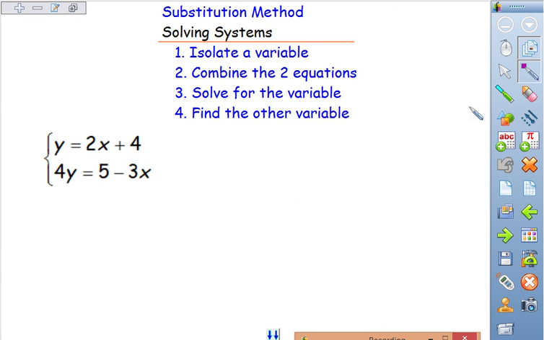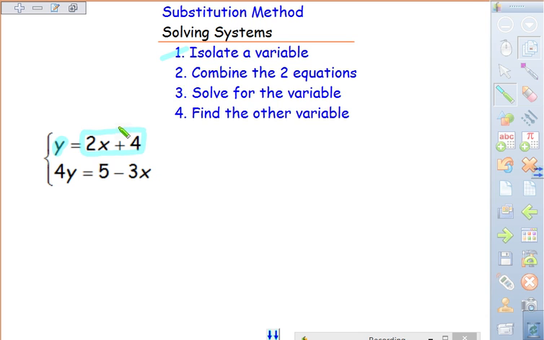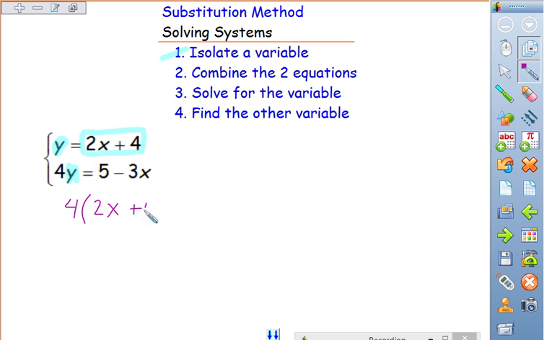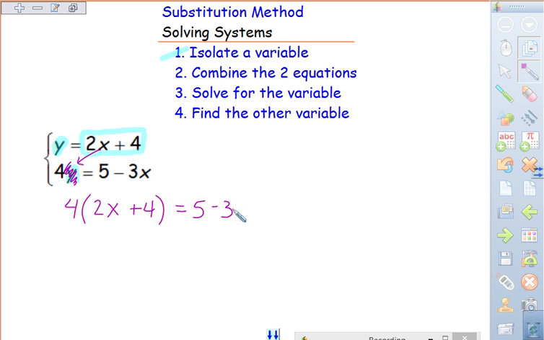So let's try one together. Substitution method. We're going to be solving systems. First thing we want to do is isolate a variable. I would say that's already done for us right here. We know what y is. Y is 2x plus 4, so that's done. Combine the two equations. I can take this blue and plug it in for y. So I'm going to rewrite the second equation as 4 times the blue box. I took care of this part, I took that out, and I put this in, equals 5 minus 3x.